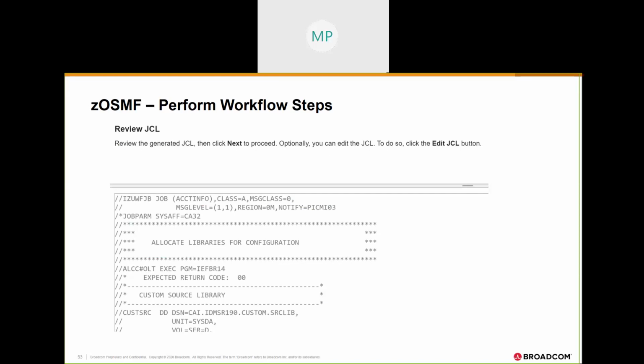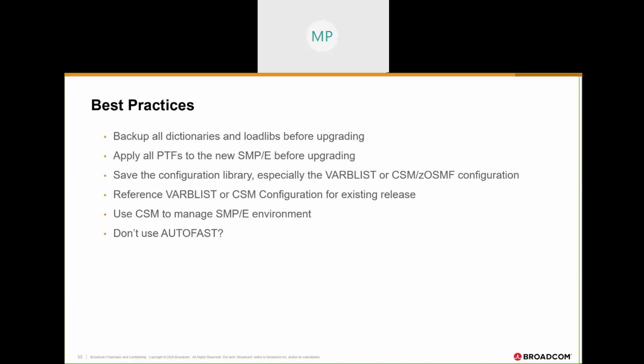The next screen allows you to review and optionally edit the generated JCL before submitting the step. There should be no need to make any JCL changes for any type of configuration. After submitting the JCL, you'll be on the Status tab, which will show you the output of the JCL. If the job was successful, the step will be marked as completed, and the next step becomes available to run. Once all steps have been run, the CV is installed.